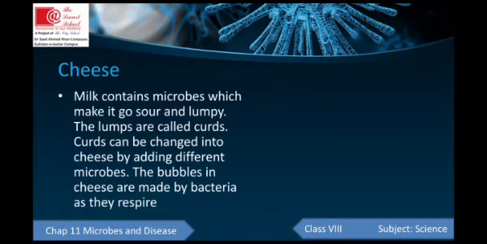Cheese. Milk contains microbes which make it go sour and lumpy. The lumps are called curds. Curds can be changed into cheese by adding different microbes. The bubbles in cheese are made by bacteria as they respire.